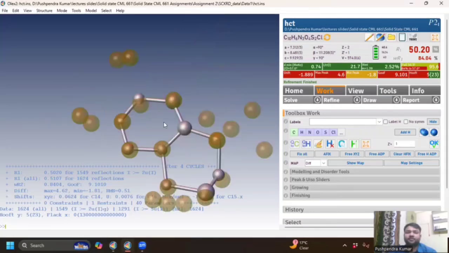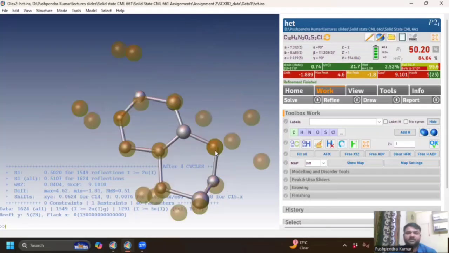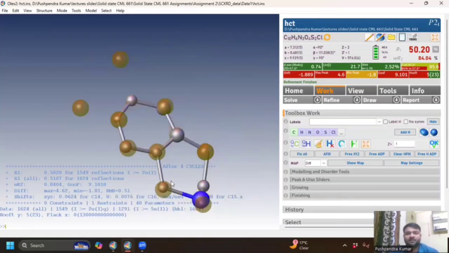So we can see here the bond length. This bond length is about 1.62, and this bond length is about 1.63. That means one bond is the sulfur atom and one is the nitrogen atom, and out of these, one is the carbon atom and one is the nitrogen atom. So we put it as a nitrogen, and it leaves as a carbon, and we change this atom to a sulfur atom, and refine again.